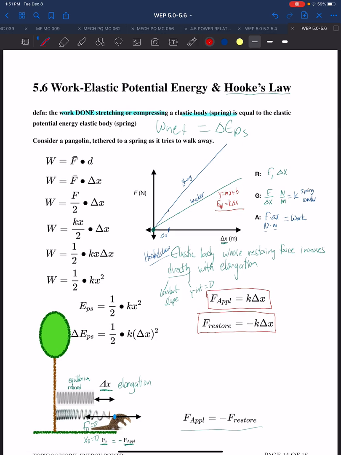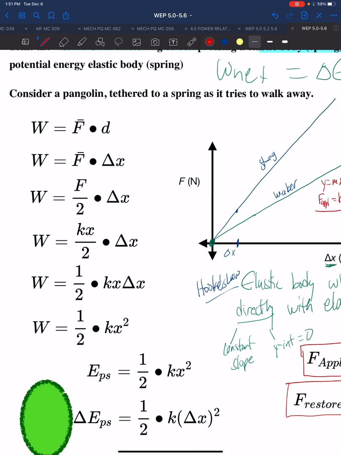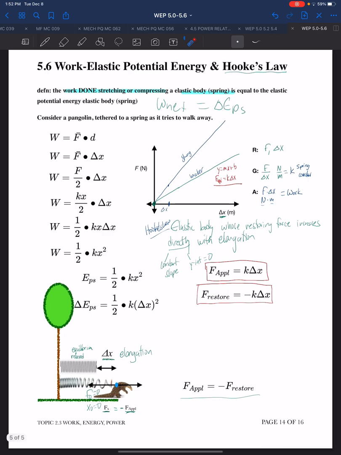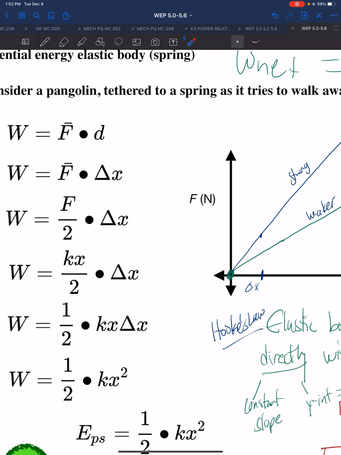So now let's take a look at this potential energy situation. We have our work, which is equal to the average force times the distance. Now let's note that the force in this case did not remain constant. So we'll take a look at the distance. The spring in this case is moving in a straight line in one direction, so that distance we will say is delta x. So our force varies, our distance is delta x.